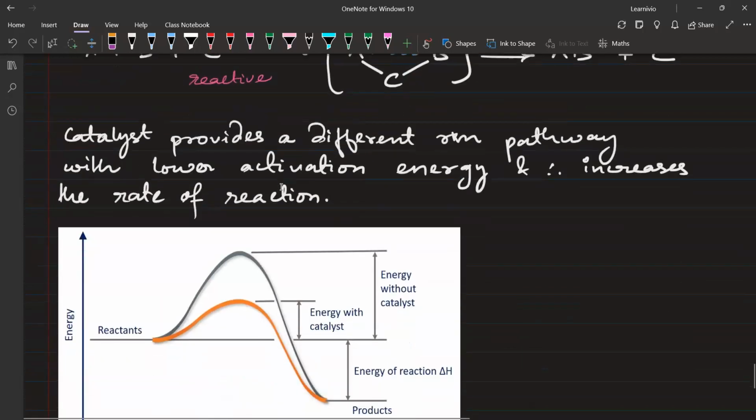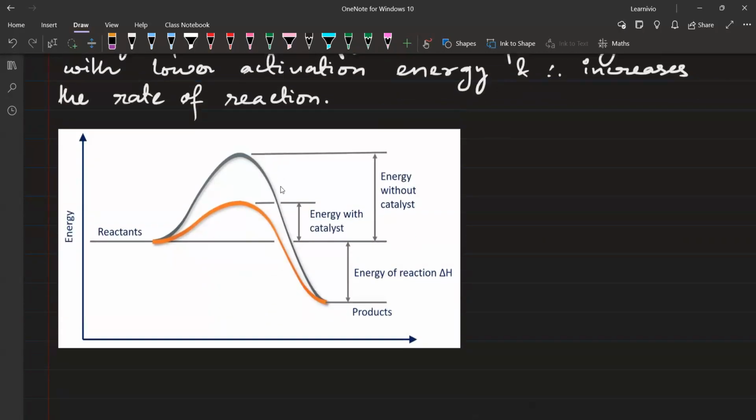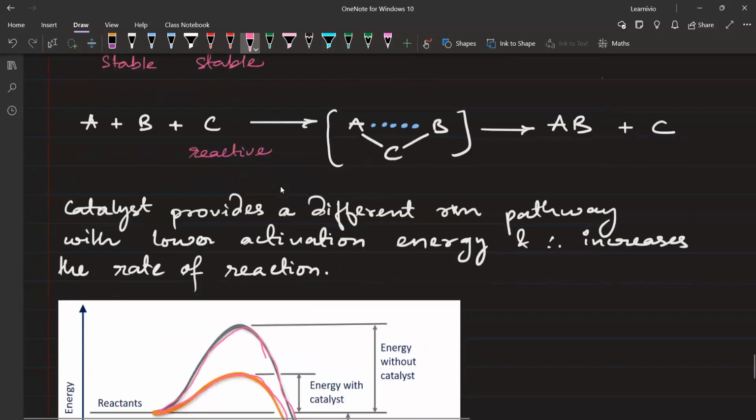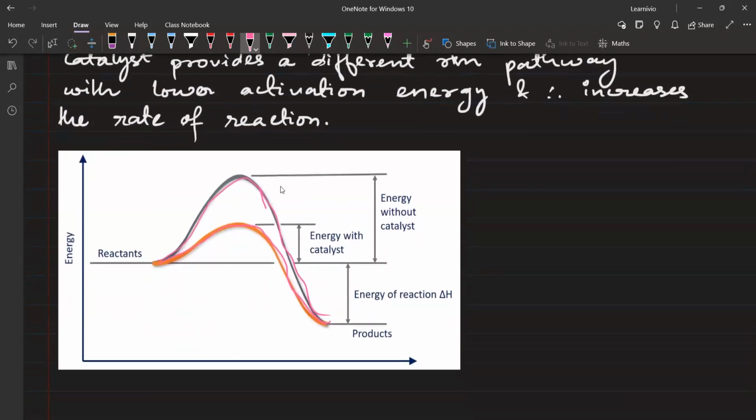Moving on, you have this graph. It shows how the catalyst works. The gray graph is without catalyst, and the orange one is with catalyst. These two are completely different reactions, as you can see, because there the reactants are just A and B, and here the reactants are A, B, and C. So what happens? Since here we have a lower activation energy, the reaction is going to be faster. The energy of the reaction, delta H, will not change; only the activation energy changes.